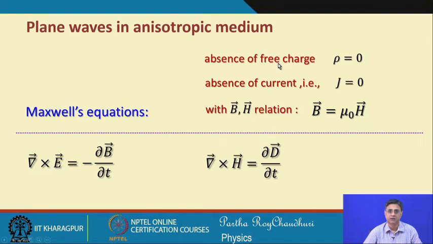We again assume that the medium is free of free charges, that is rho equal to 0, and there is no current, that is J equal to 0, and again we consider the constitutive relation B equal to mu naught H, and we also consider the two Maxwell's curl equations, that is del cross E equal to minus del B del t and del cross H equal to del D del t.